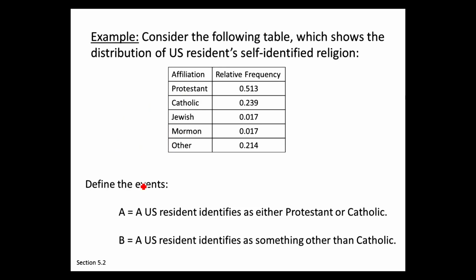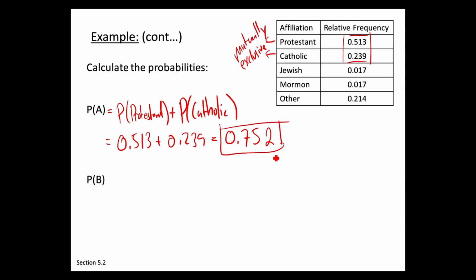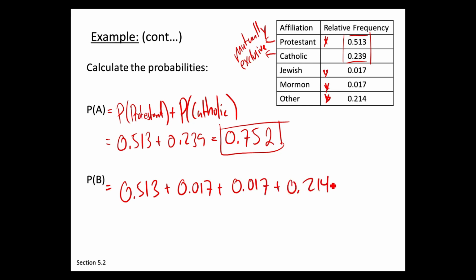What was the one above that? B is that the U.S. resident identifies as something other than Catholic. So how would you go about identifying people that are identifying as non-Catholics? Everything but Catholic. Yeah. So one way to do that would be to take all those and add them all up. So you could take the 51.3% that are Protestants, the 1-something% that identify as Jewish, the something% that identify as Mormons, and the something% that identify as other. And then you add all those up, and what do you get? Probably 0.761 maybe, if you add them all up, if I had to guess.